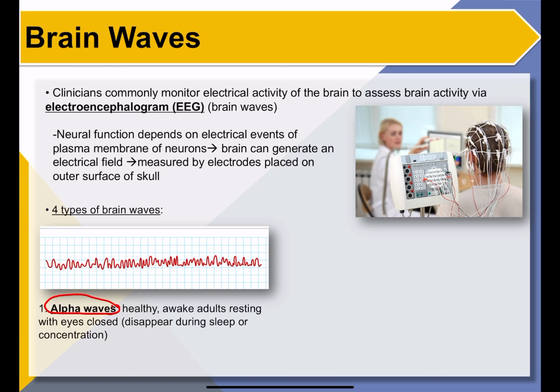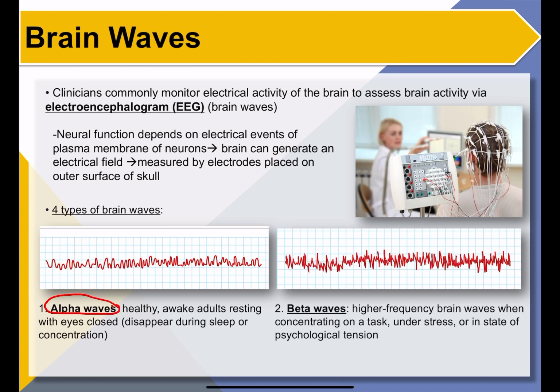Now, they will disappear during sleep or concentration, because when we sleep, we will dream, and dreams will not give you that peaceful moment. A lot of dreams can be bizarre, good or bad kind of bizarre, going to an amusement park or whatever it is, some are joyful, some are scary, so those are when the alpha waves will go away when a person sleeps.